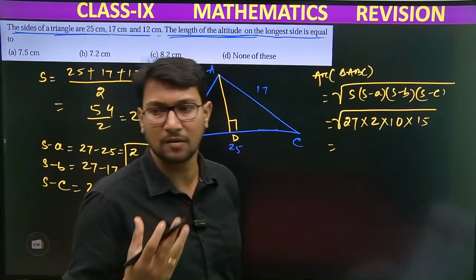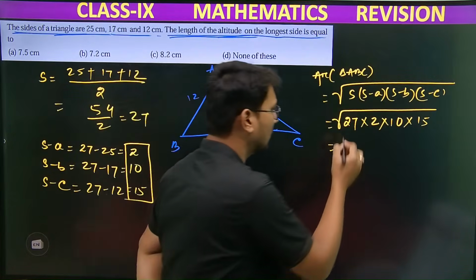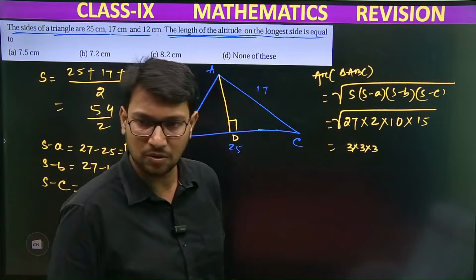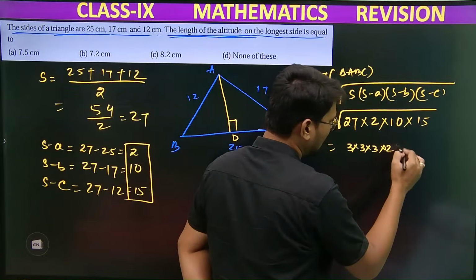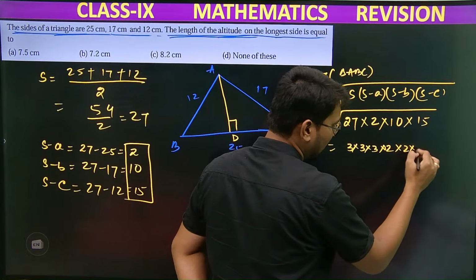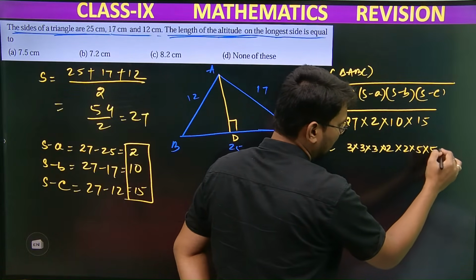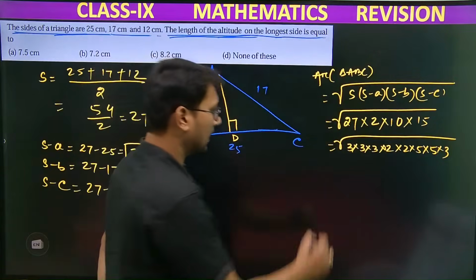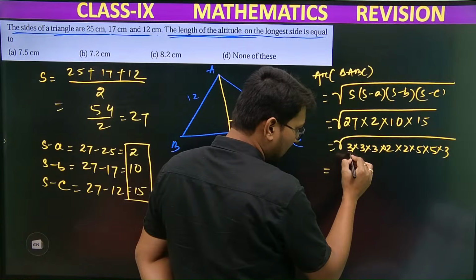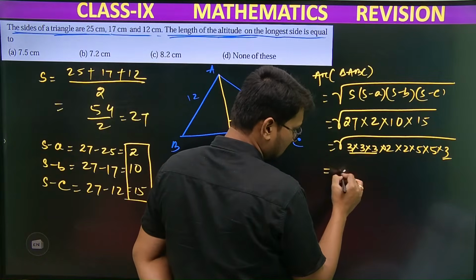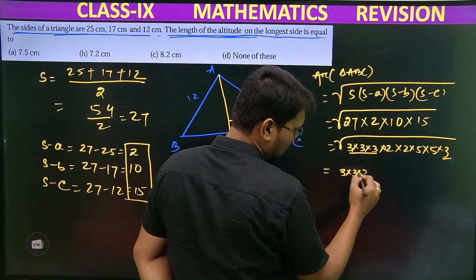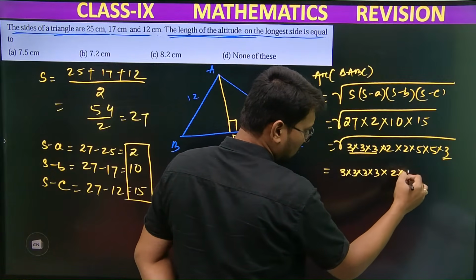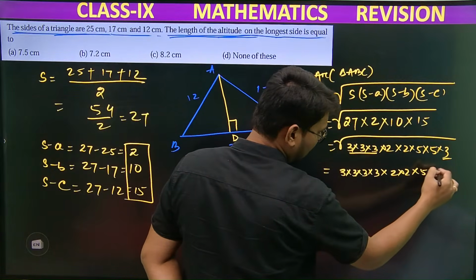Factorize 27 by the prime factorization method. 27 will become 3 into 3 into 3. Understood? And here 2 is there. 10 would be 2 into 5. 15 would be 5 into 3. This has a square root, right? So if I write it by making groups, there are four 3s, 3 into 3 into 3 into 3. How many 2s? Two 2s multiplied. Two 5s are multiplied.